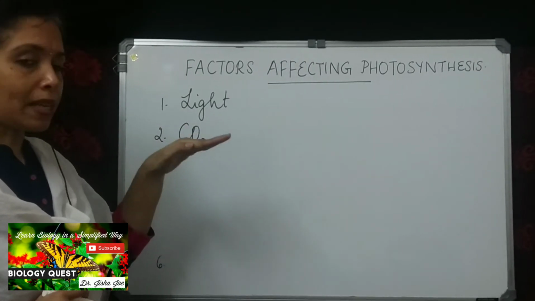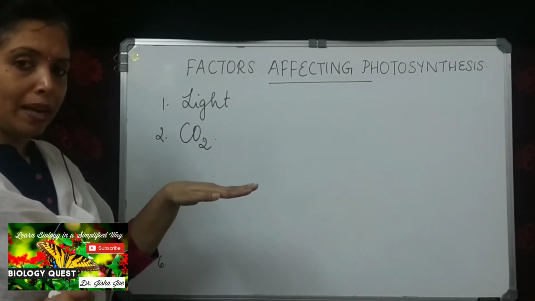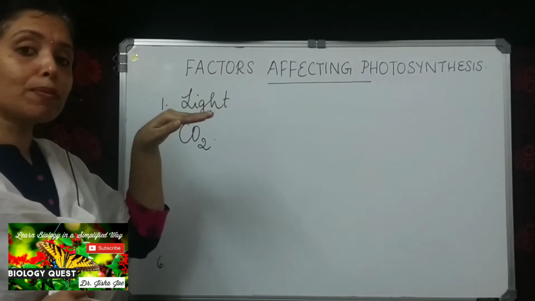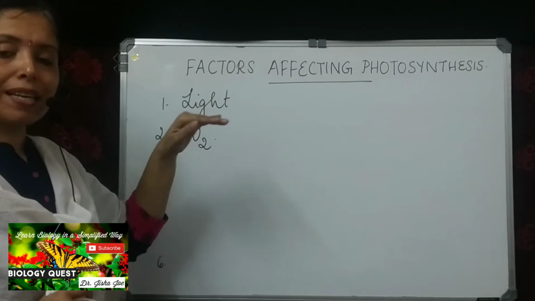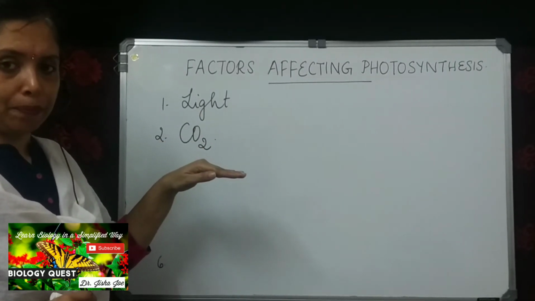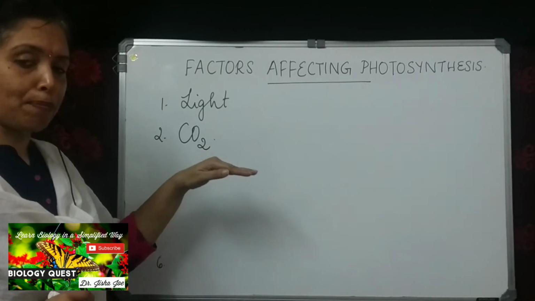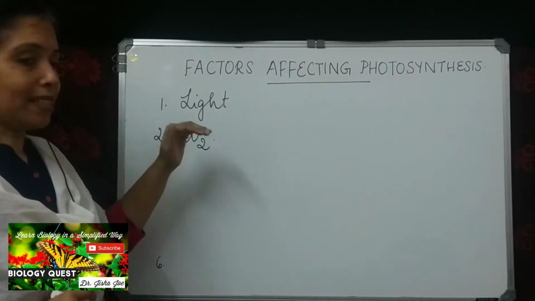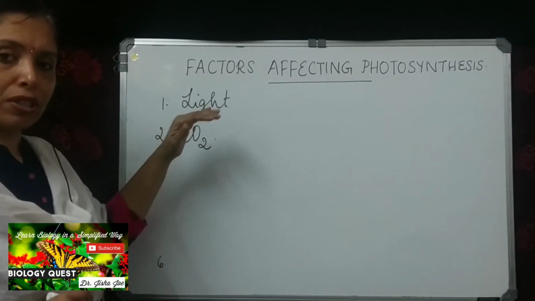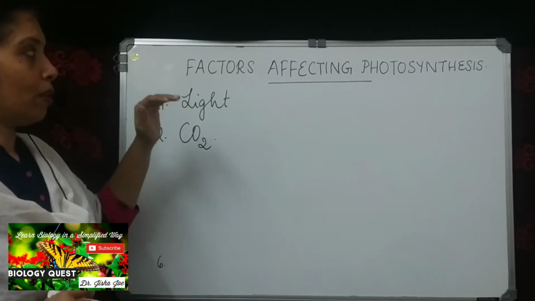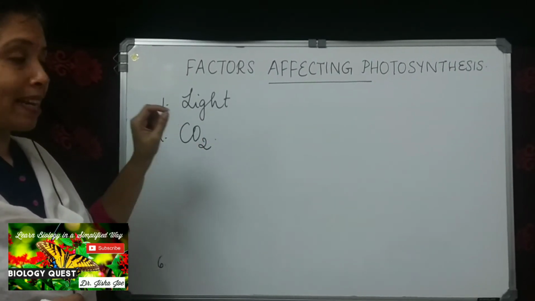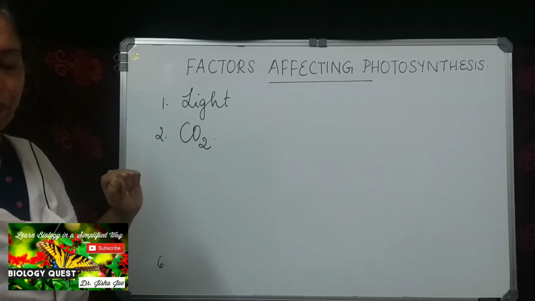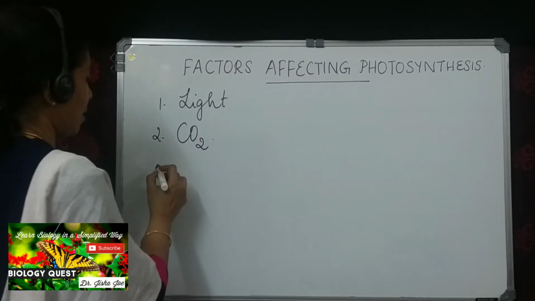If the carbon dioxide concentration is maintained low, and if we go on increasing the light intensity, the rate of photosynthesis will not increase because there is not enough carbon dioxide. We know carbon dioxide is an important raw material for photosynthesis. So light intensity and carbon dioxide concentration are closely related and act as important factors in photosynthesis. Now the next factor is temperature.